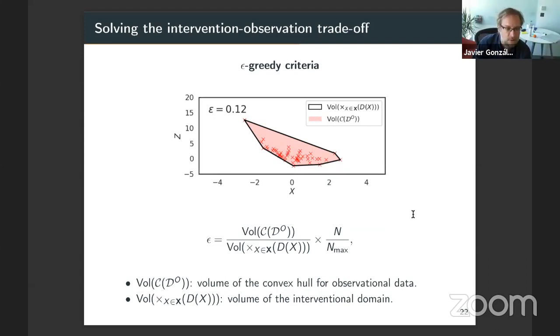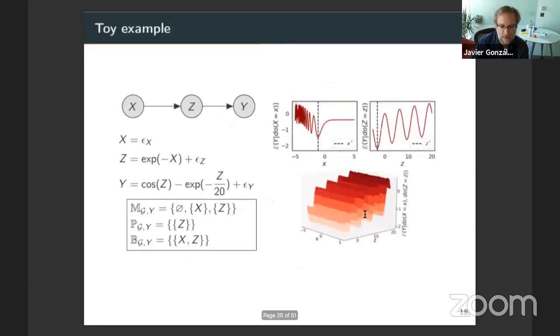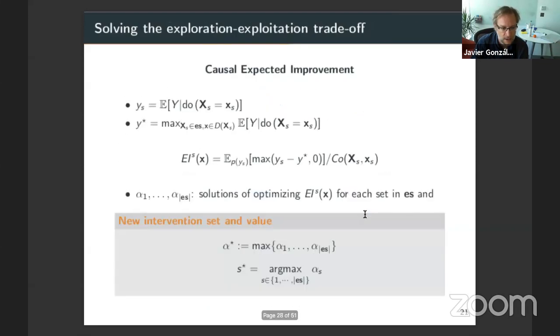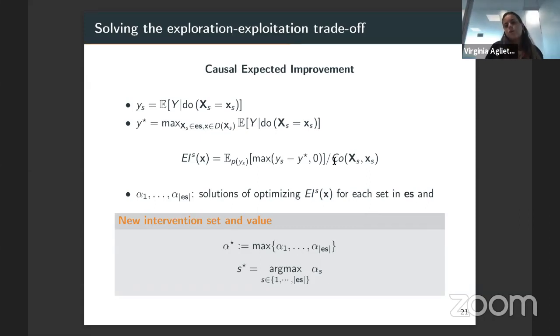So before you move ahead, I think there are a couple of questions in the chat. People are asking for a clarification of the cost, if you have different costs for different nodes, and also how it happens that the expected improvement is divided by the cost of intervention? If you could clarify that, I think that would be helpful.